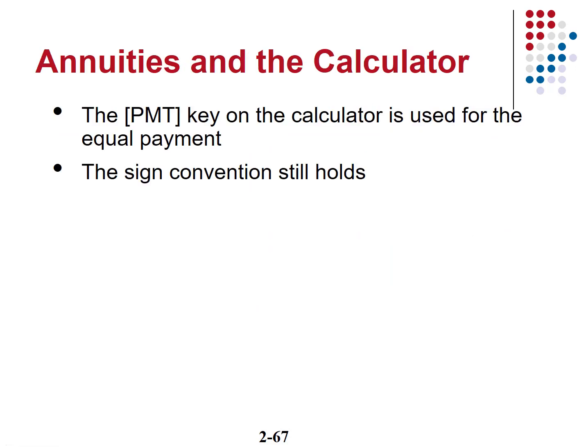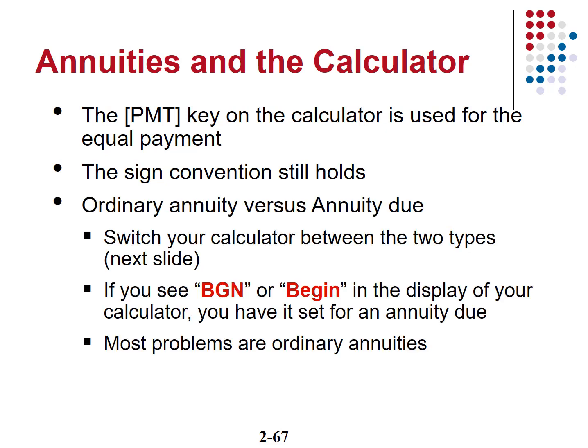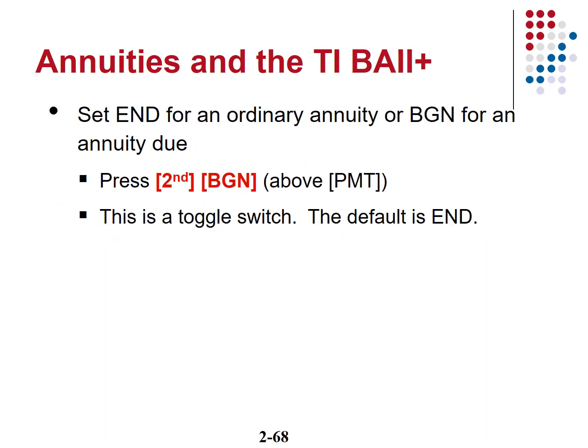We'll be using the TVM keys, but with annuities, the payment key is not 0. And the sign convention is very important with payment. A wrong sign on PV or FV when payment is 0 only results in the wrong sign on the other one. A wrong sign on payment can change the answer completely, not just the sign. Your calculator is capable of adjusting for valuing an annuity due by changing the default setting from end to begin, and we'll look at how to make that change.